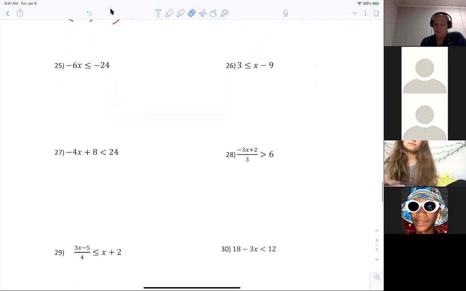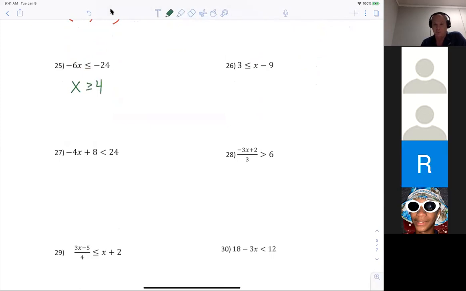Okay, number 25 is important because we're dividing by negative 6. So if I divide by negative 6, I get x greater than or equal to 4. Notice I divided by negative, so I changed the sign. When I change the sign, I'm starting at 4, and I'm heading to infinity. There you have it.